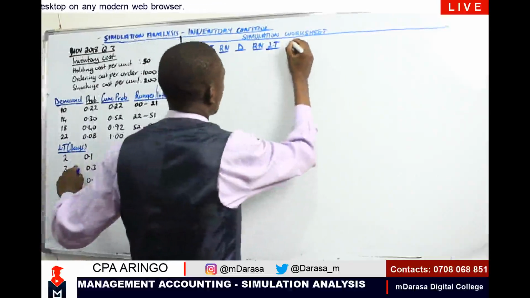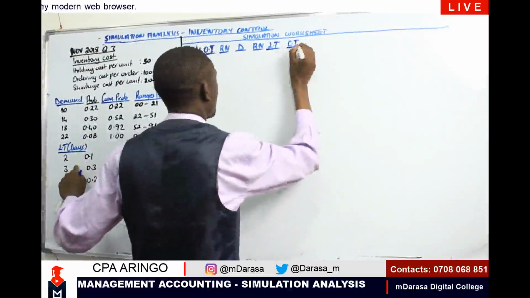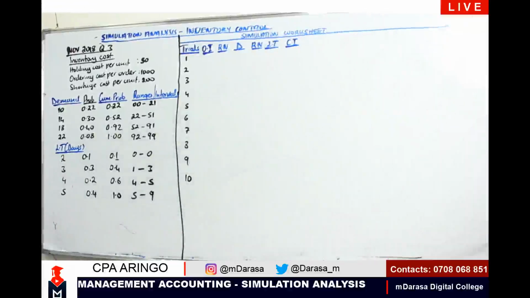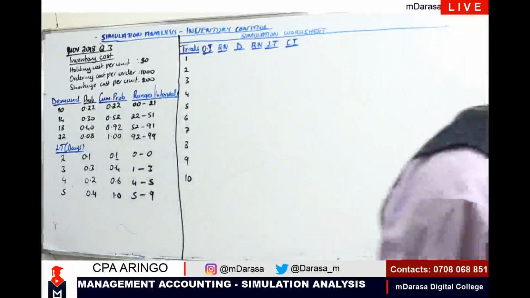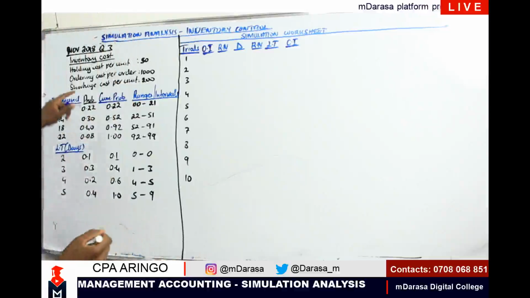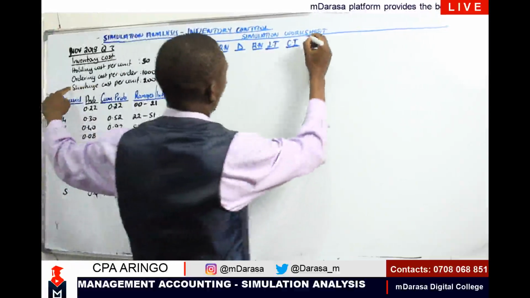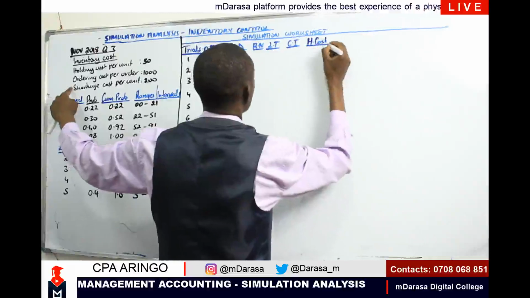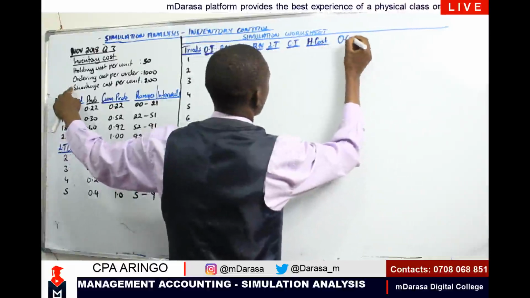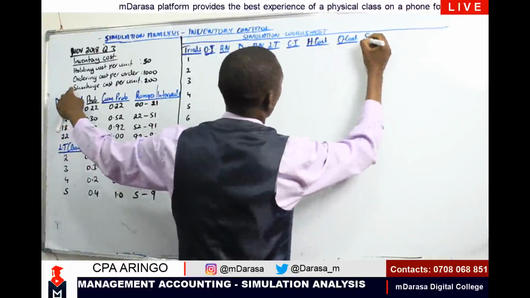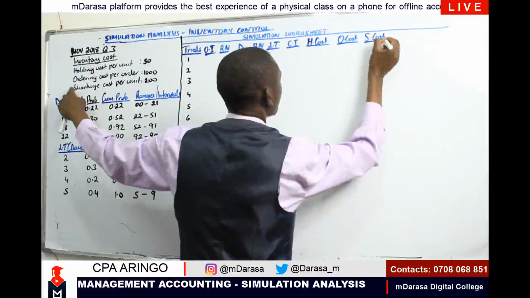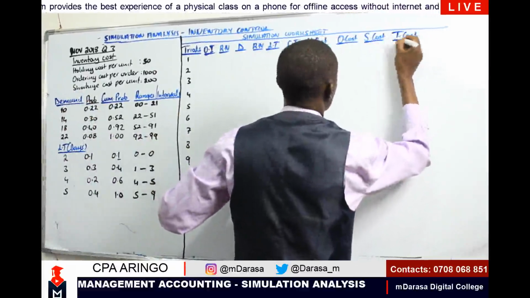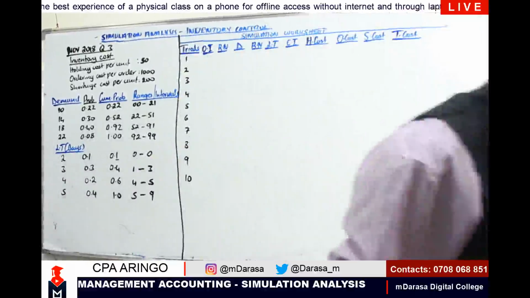Then consider your closing inventory. Then identify the costs that you are given. What were the costs given? My good student, you had already identified these costs: we had our holding cost, our ordering cost, our shortage cost. Then we can consider our total cost.